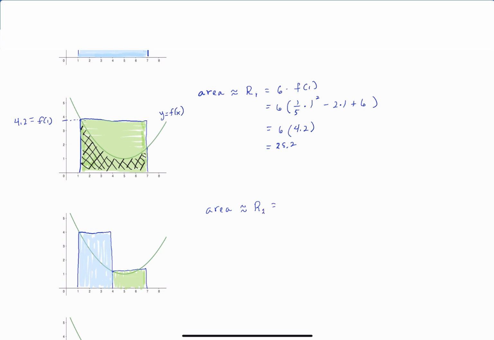Well, that first blue rectangle now has width 3. The height is still the function height at 1. And then I add on the area of the shorter green rectangle. Its width is also 3. What's the height? Well, it's whatever the function value is at 4. So coming across, the height is going to be f of 4, just like the height of our taller rectangle is f of 1.